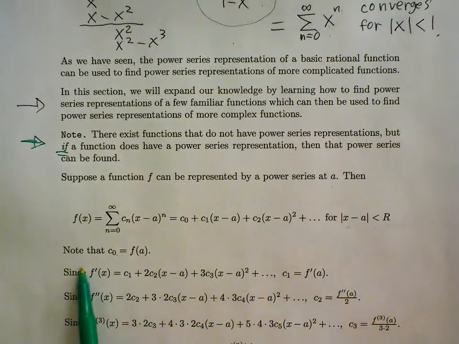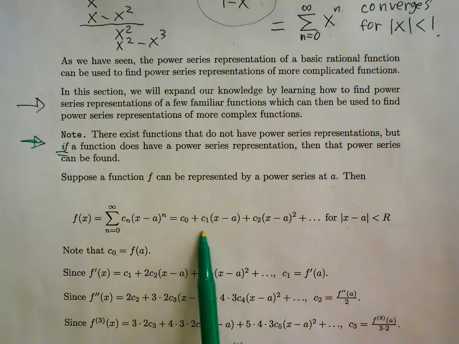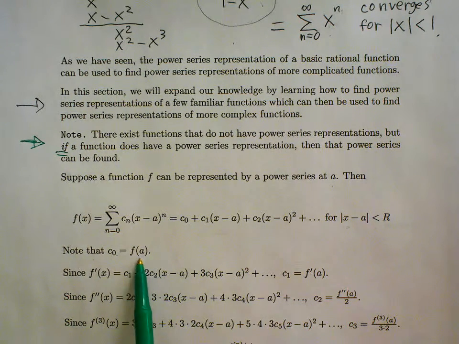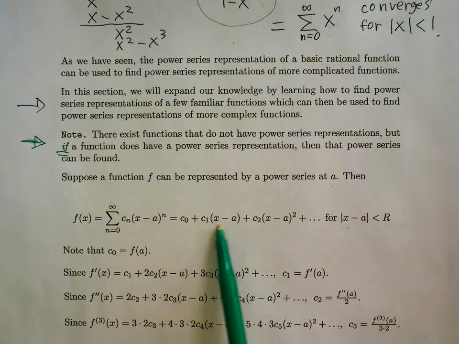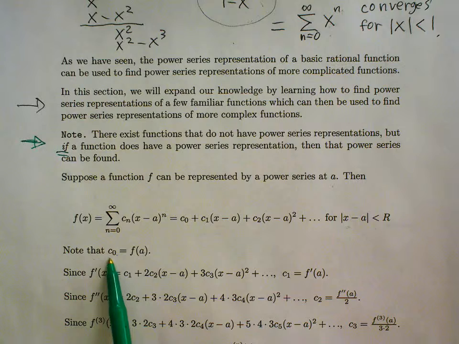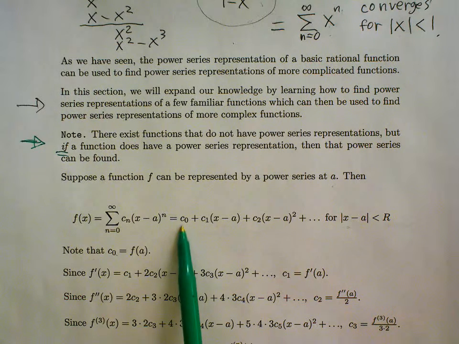Okay, so our first note, since f of x is equal to this power series, when we evaluate the function f at x equals a, all of the binomials are 0. If you replace x with a, a minus a is 0. And so the only term that's left is c sub 0. So f of a is equal to c sub 0. That's the constant in the power series.